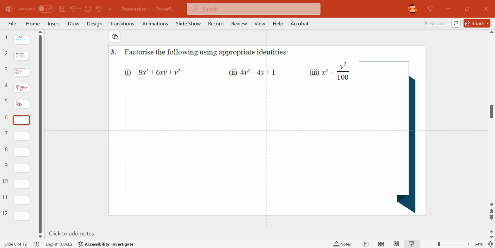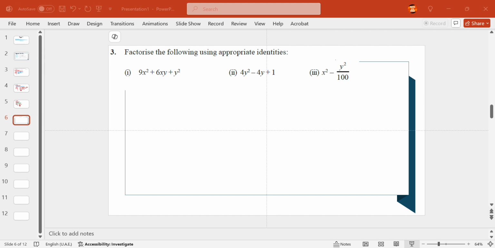Yes, x square minus y square by 100. So the third one is x square minus y square divided by 100. How many terms do you have? Two terms. When you have two terms, check whether the first one is a perfect square or not. Yes, it is x square.